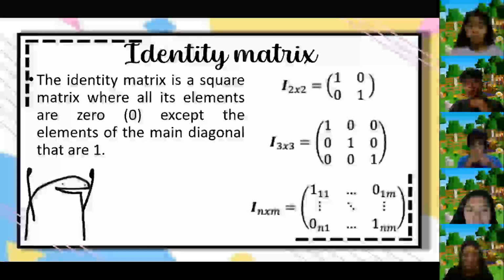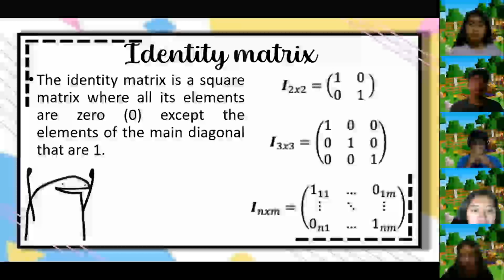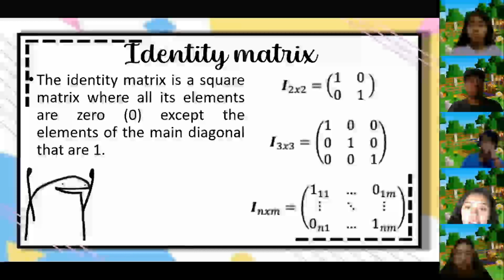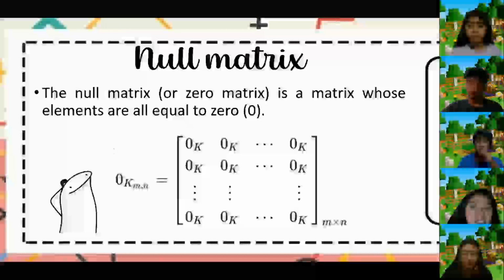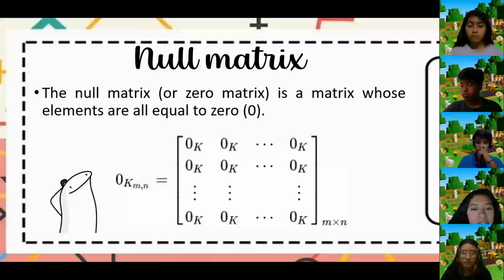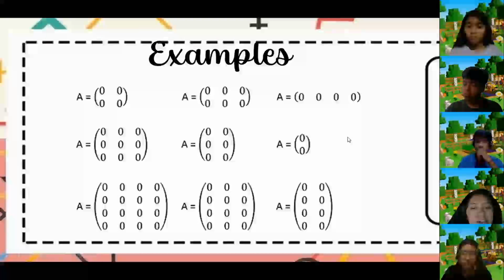Identity matrix. The identity matrix is usually a square matrix in which all elements are zero, except the elements of the diagonal, which are 1. Null matrix. The null matrix or zero matrix is a matrix whose elements are all equal to 0. These are examples of null matrices.